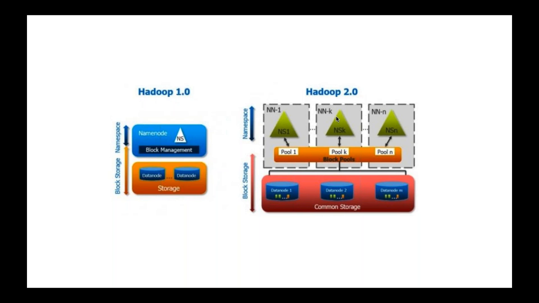It's called one federation. And you can implement any number of federations that is possible for you. And one federation is independent from the other federation, of course, controlled by the quorum journal manager or network file system, whatever you adopt on top of it. So this is the case.